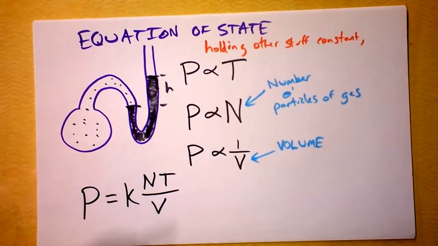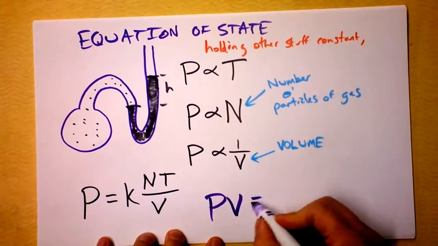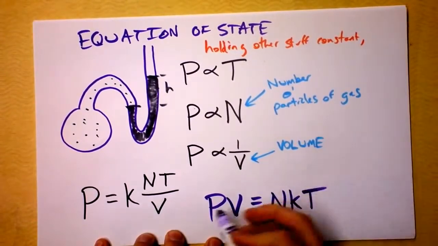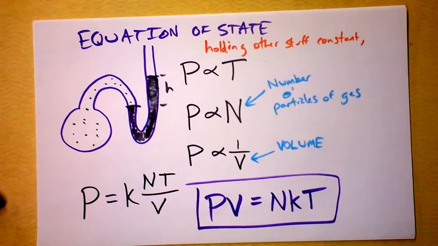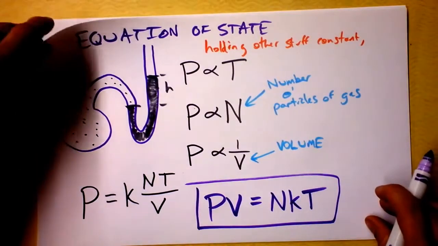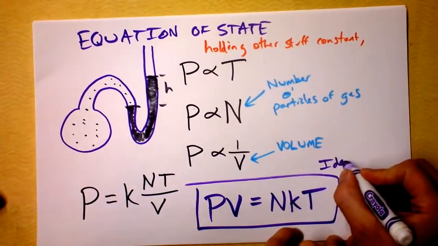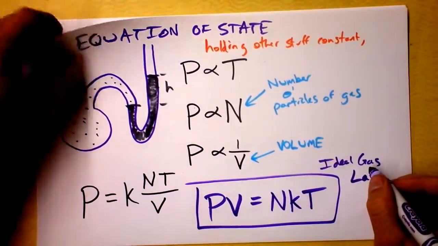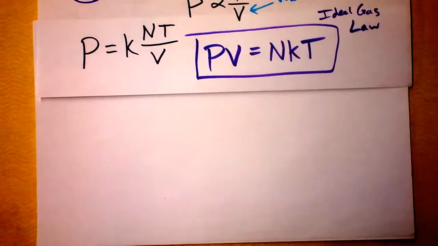Or in the more fancy way, get ready, Ben, PV is NkT. And you've seen this before. It might have been with a lowercase n and an uppercase R, but we can get there. This is called the ideal gas law. Let me slap it down for you. Ideal gas law. So I'll take this equation and give you a new definition.